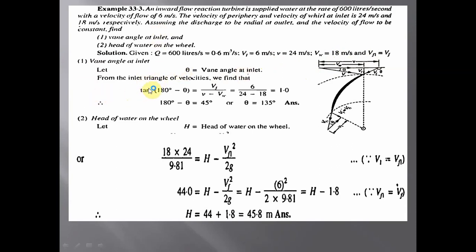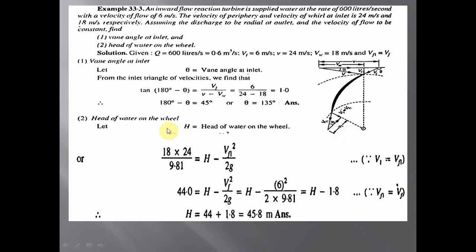Then from the inlet velocity triangle we find tan of (180 minus theta) is equal to Vf divided by (V minus Vw), that is 6 divided by (24 minus 18), that is 1.0. So 180 minus theta is equal to 45 degrees, or theta is equal to 135 degrees. This is the velocity triangle at inlet and this is the velocity triangle at outlet.